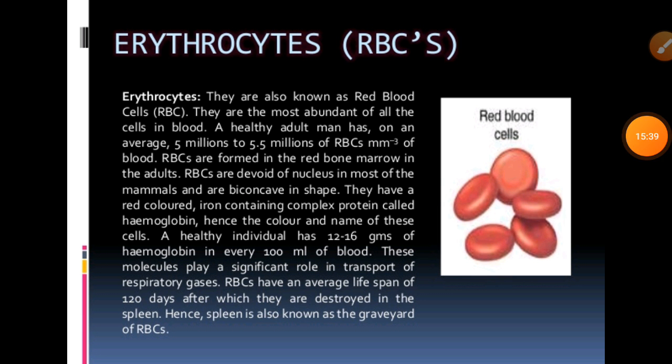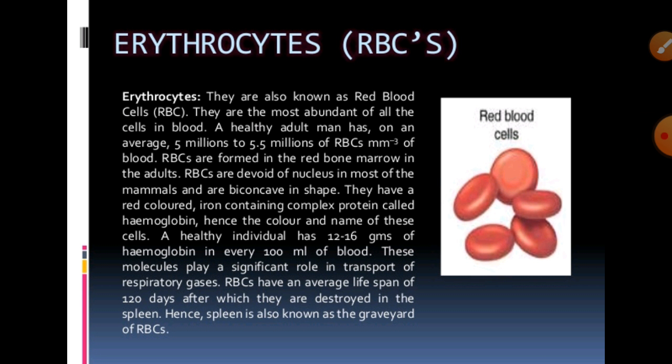Then there is another part of the blood, that is called blood cells. Especially, there are three types of cells found: one is RBC, WBC, and the platelets. So let's begin with these cells. First of all, we know that the blood corpuscles, that is RBC, are generally known as red blood corpuscles, or sometimes they are also known as erythrocytes.